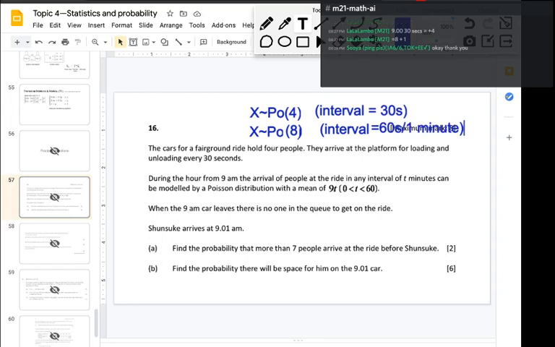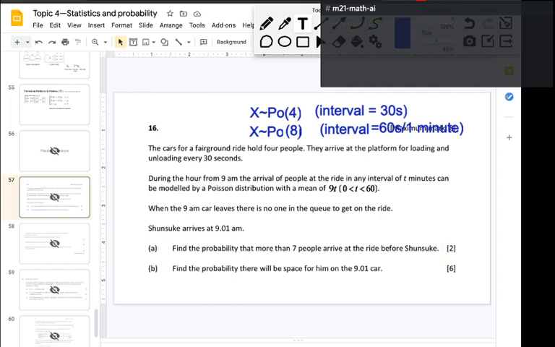Yeah. So basically, if you have an interval of 30 seconds, and they say that Shinsuke arrives at 9:01, so 1 minute. They try to ask the chance of 7 people arriving right before Shinsuke. So you want to find the average interval. I mean, the Poisson distribution of people arriving, the number of people arriving in 1 minute.